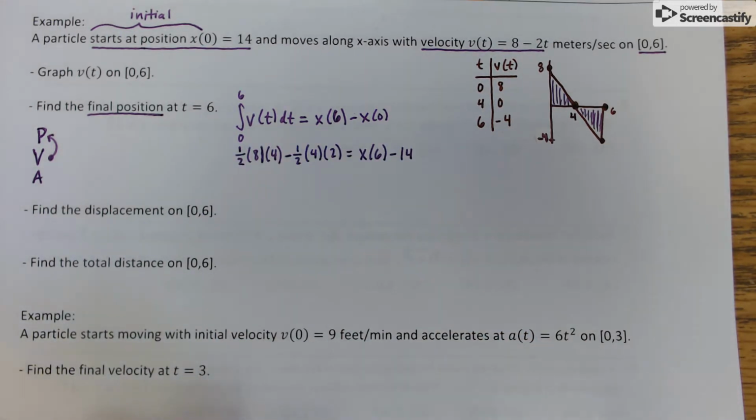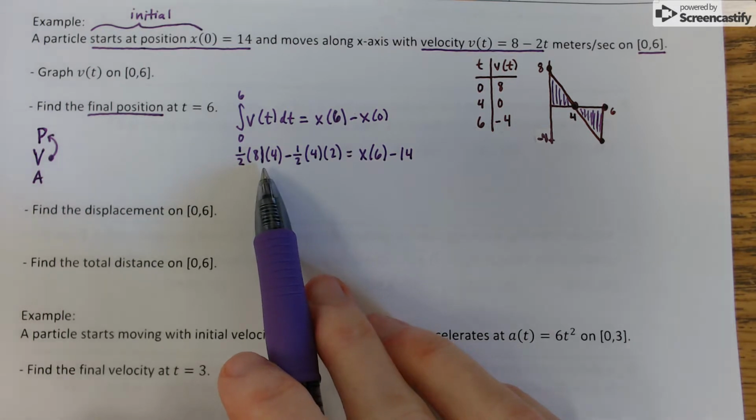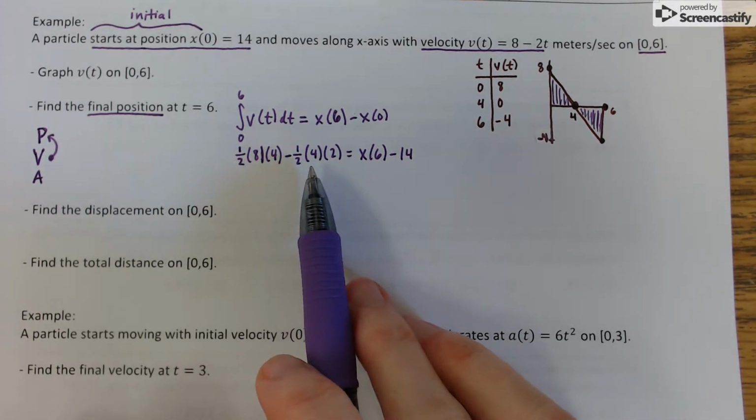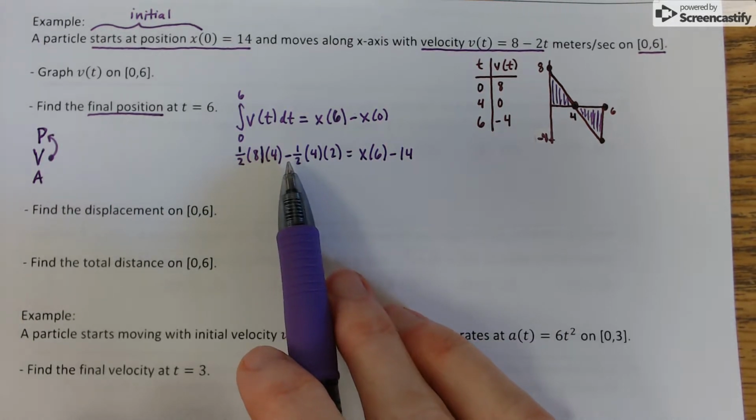We have two triangles in that graph. The first is above the x-axis. It's a little bit larger with dimensions of 8 and 4. And then the other smaller triangle is below the x-axis, so we'll subtract that.